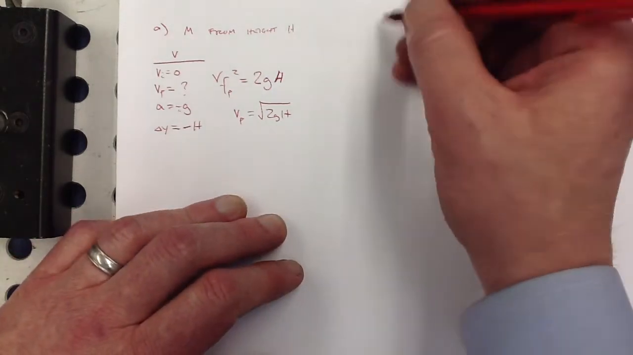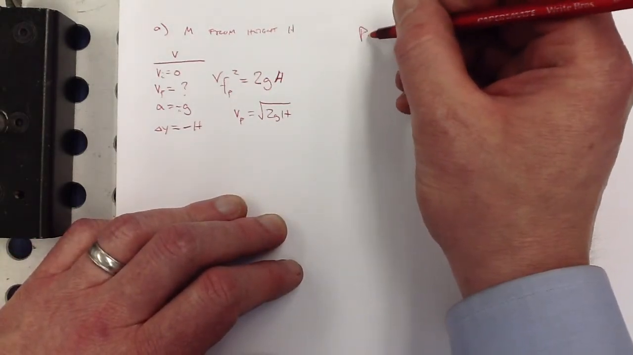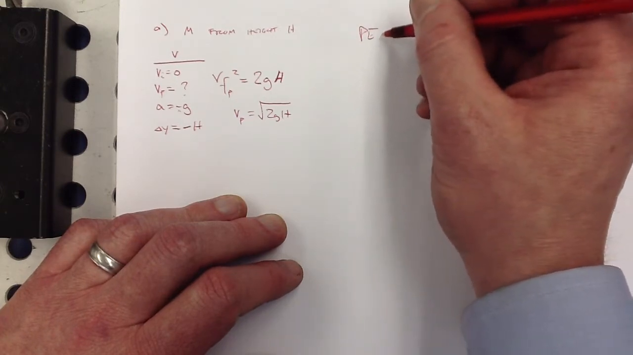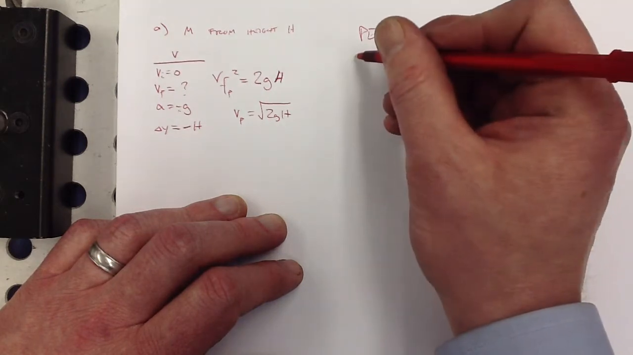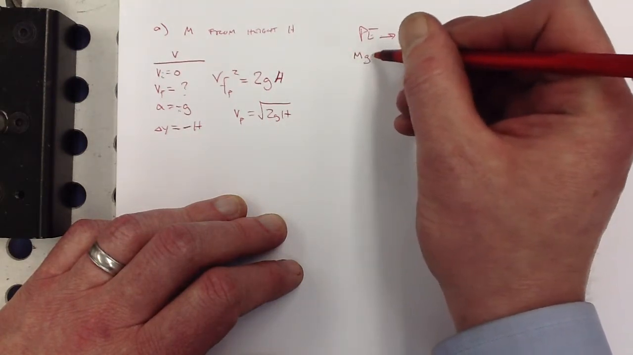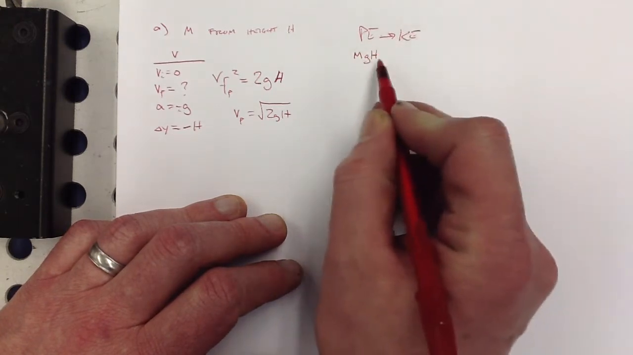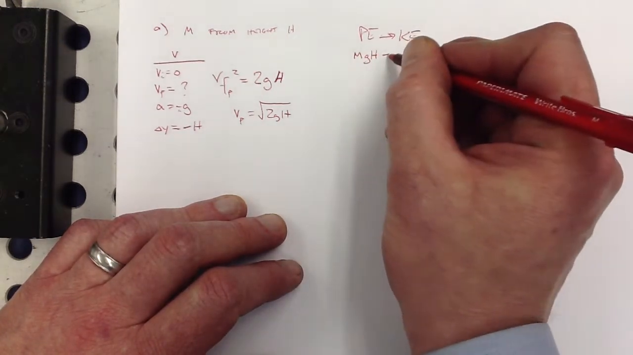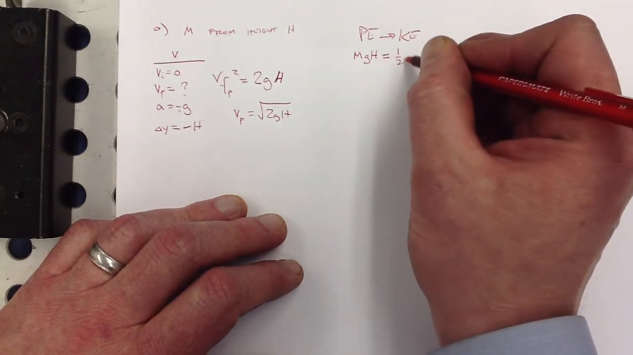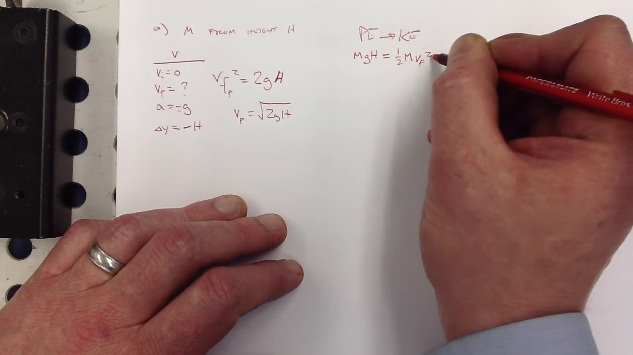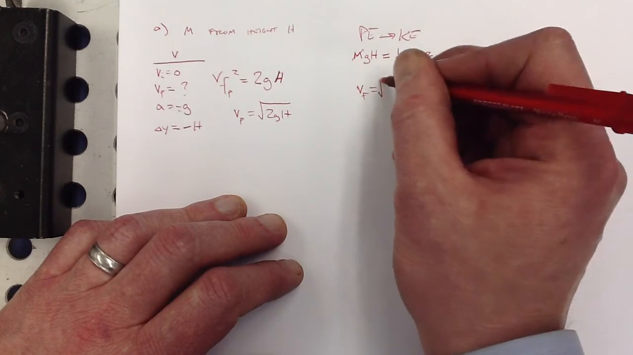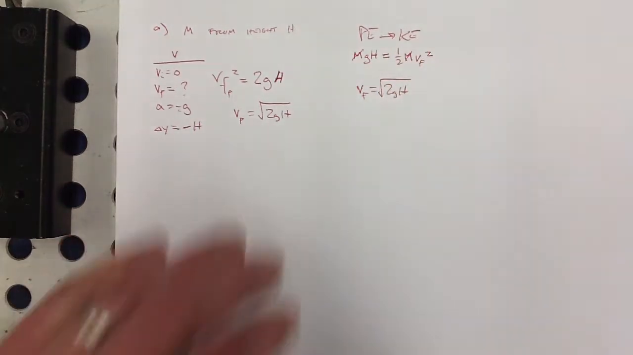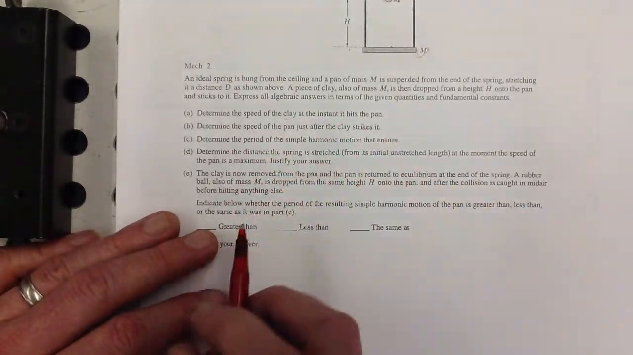You could also do energy. You could say that the potential energy is going to be transformed into kinetic energy. So that means it's mgh. I'm using the same letters, the capitals that they use, would turn into 1/2 m times its velocity squared. The m's cancel, you multiply by 2 and take the square root, and you get the same thing. Okay, that's part A, done two different ways. That's the speed of the clay as it hits the pan.